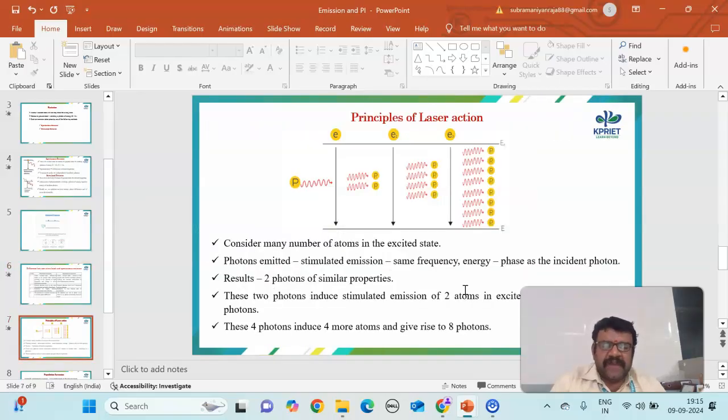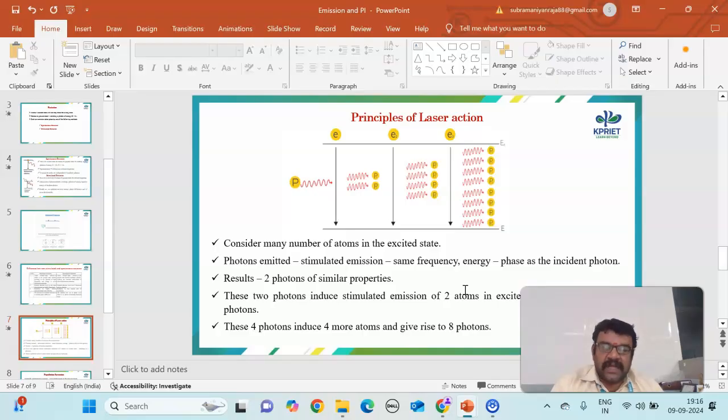So these are the principles of laser action. We all know that stimulated emission contributes to our laser light, as it results in two photons having the same frequency and same direction. Suppose we have a system with many atoms in the excited state. The photons emitted by stimulated emission, with the same frequency and energy, act as the incident photon for the next level, which results in two photons of similar properties.